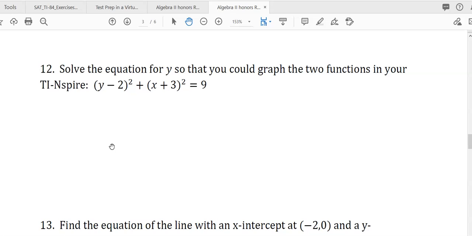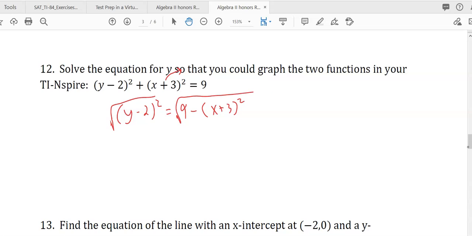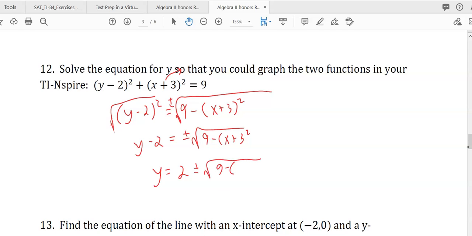So the equation for y, so you graph the two functions in your Inspire, so you want to get the x term over to the other side. So I'm going to subtract it, so you get y minus 2 quantity squared equals, not too worried about the form, so I'm just going to subtract that, x plus 3 quantity squared. Take the square root of both sides, don't forget plus or minus, y minus 2 equals plus or minus the square root of 9 minus x plus 3 squared. Last, add 2 to both sides, you get y equals 2 plus or minus. By the way, that doesn't simplify. Don't think that it does. You're trying to take the square root of the whole side, not each individual term there.